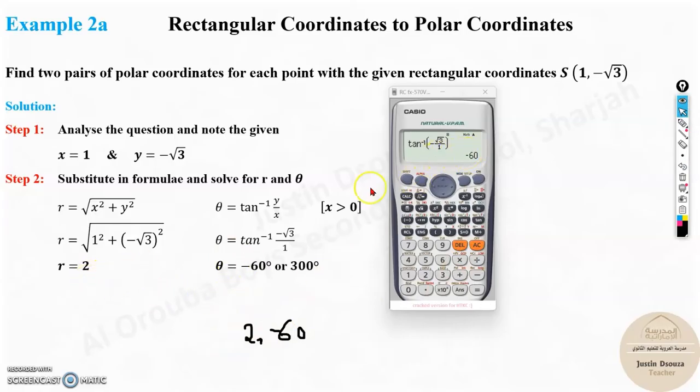Why? Because minus 60 is one of the correct angles. 2 is the radius. How do you find the other? Add 360, you will get the answer. That is 300, the coterminal angle of minus 60 degrees.